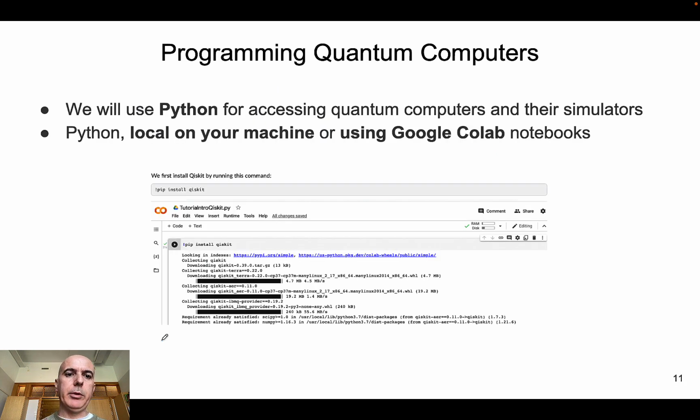As I said, we will do quite a lot of programming of quantum computers in this course. We will use Python for accessing quantum computers and their simulators. You can use Python on your local machine, laptop, or workstation. Also, you can use the cloud, for instance, Google Colab notebooks.